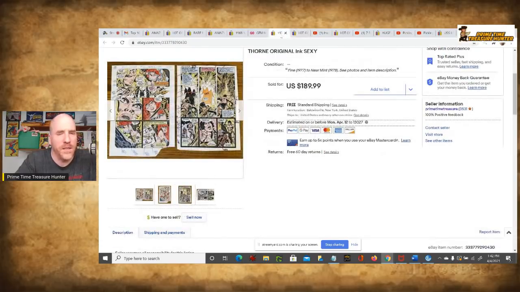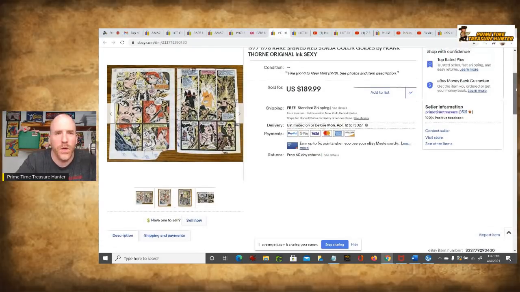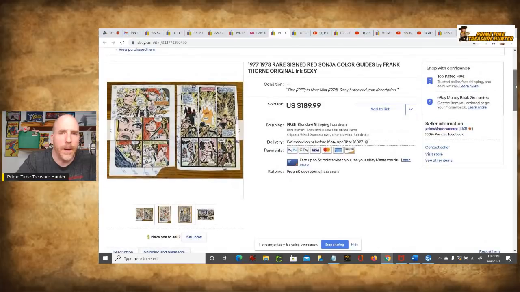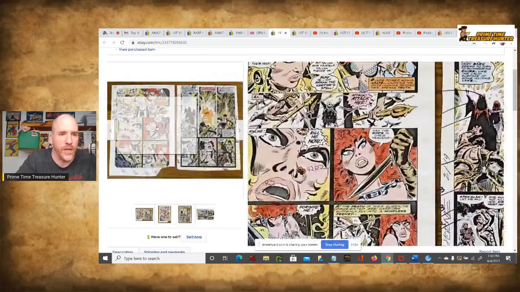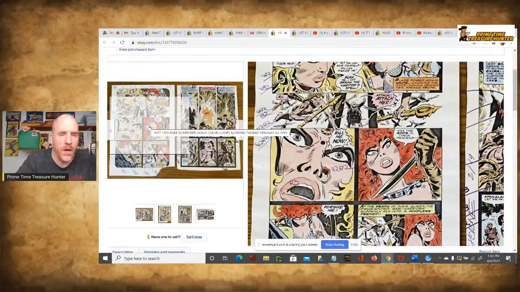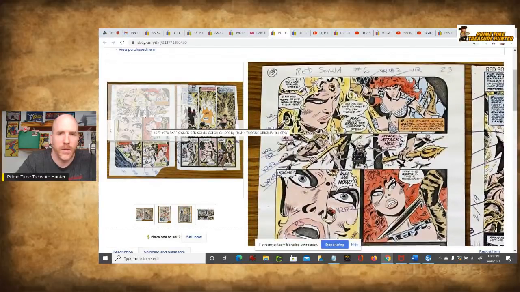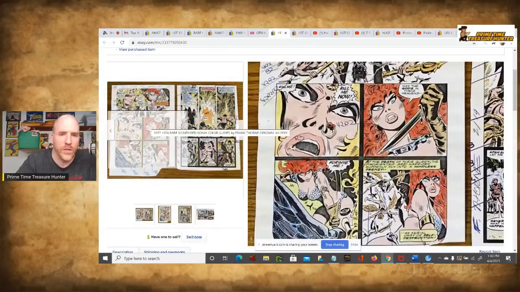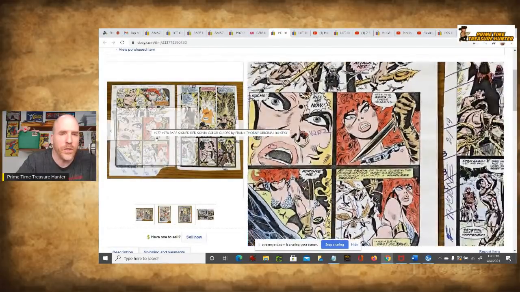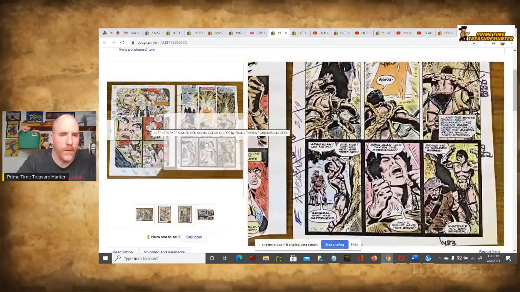Okay, now next one. This is very interesting. These are two color guides of Red Sonja. And if you're not familiar with Red Sonja, she is a redheaded comic book warrior character. She first appeared in Conan number 23. You could see her right here, Conan the Barbarian. And then she had her own series as well. And eventually she was drawn by Frank Thorne.